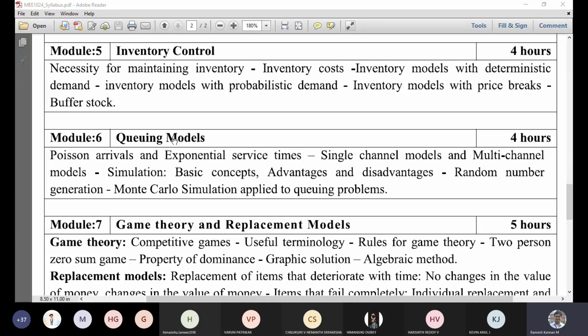So it is more like a queuing model and a simulation. Simulation is where we will be using a lot of iterations to find the best optimal solution. We'll talk about that a little later when we do this in TORA. And simulations are also applied to queuing problems, and that is the final thing.